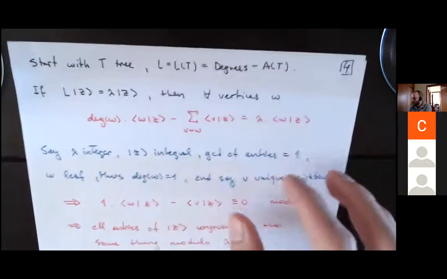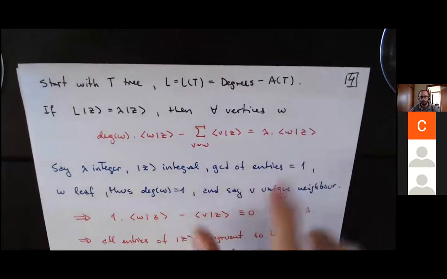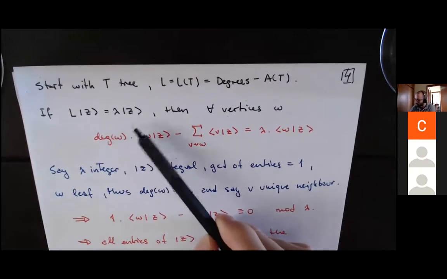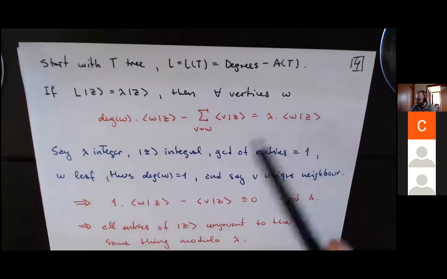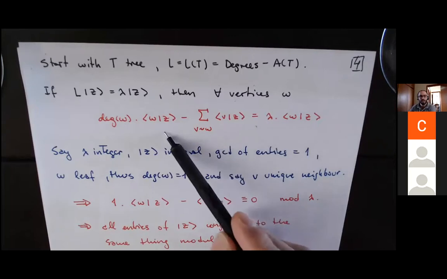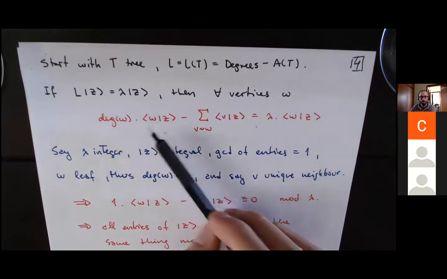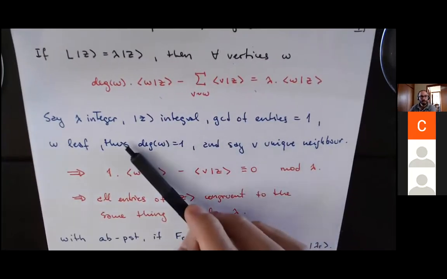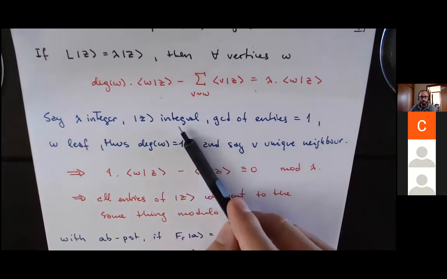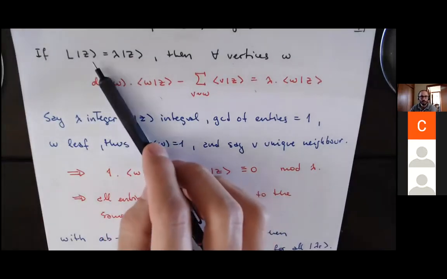Now, continuing. Let's now start with T, a tree, and its Laplacian matrix as we've been examining. This is the eigenvalue equation: L times ket z is lambda times ket z. Then for all vertices, I'm actually making that equation from the previous page more explicit now. So this is what you recover if you examine the eigenvalue equation row by row. Okay. Now, say lambda is an integer. Ket z is an integral vector. So of course, L is an integer matrix. If lambda is an integer, you can use row reduction to find an eigenvector which is integral.